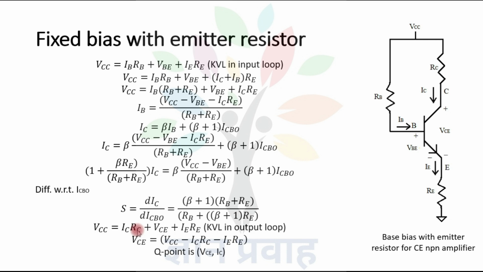From this expression we can see that if IC current is increasing due to any type of variation, such as variation due to the beta factor or variation due to temperature, and temperature affects ICBO and VBE voltage, and VBE affects the IB current. If there is any change in IC increasing, then the IC RE factor is also increasing.